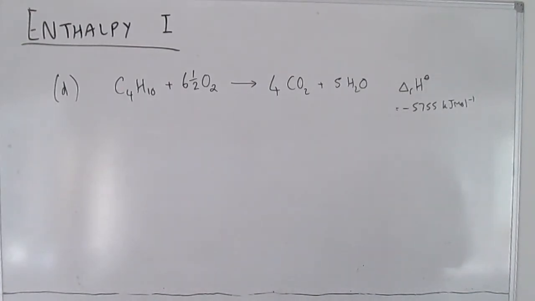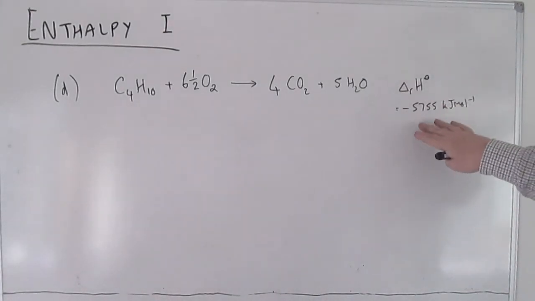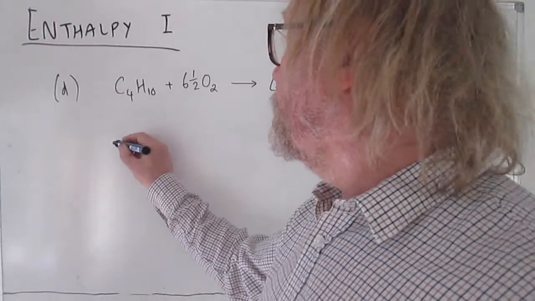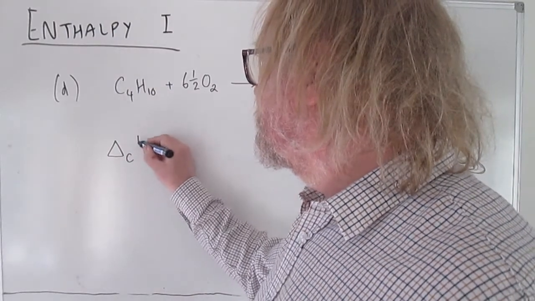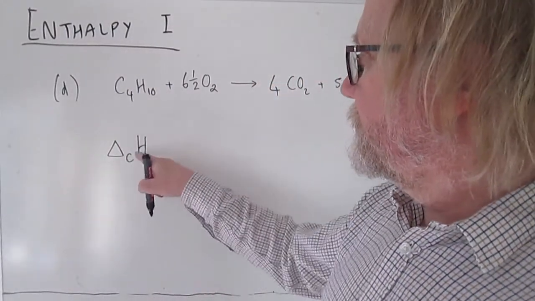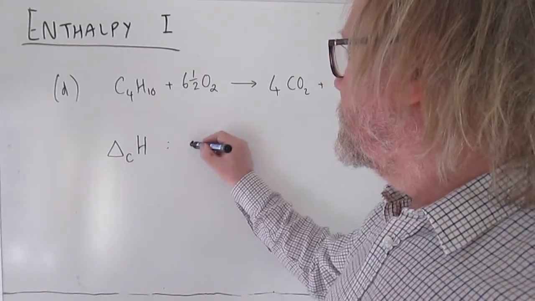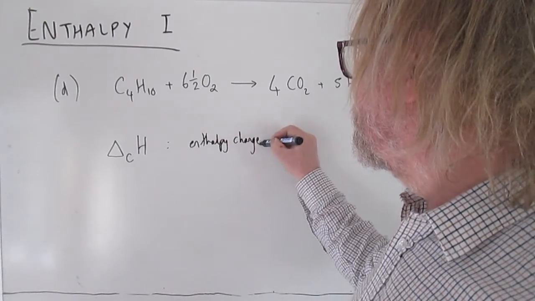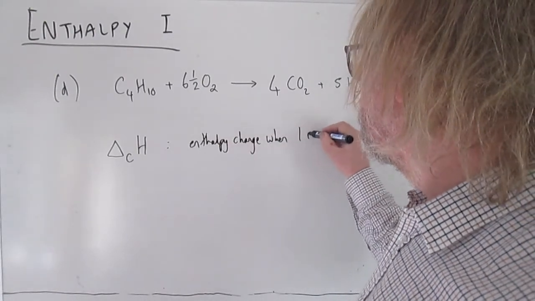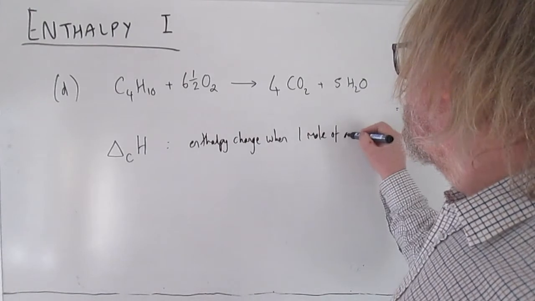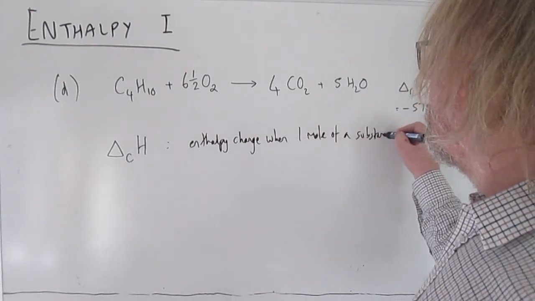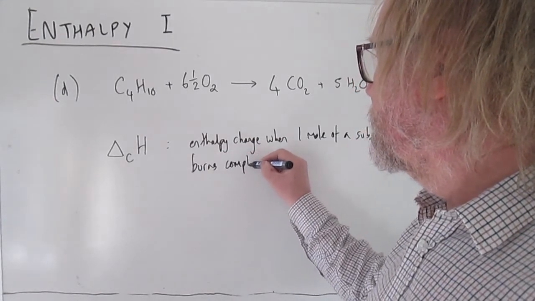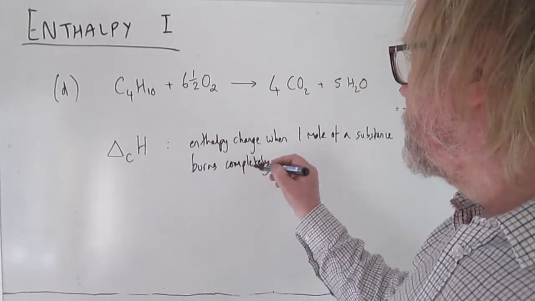So that would then be the correct equation for that, and it asks us if that's the delta H of reaction as written, what's the delta H of combustion? So if you consult your notes, delta H of combustion, which is written like that, is the enthalpy change when 1 mole of a substance burns completely in oxygen. Okay, so that's the definition of the enthalpy change of combustion.